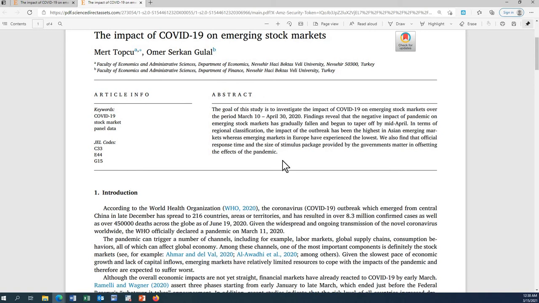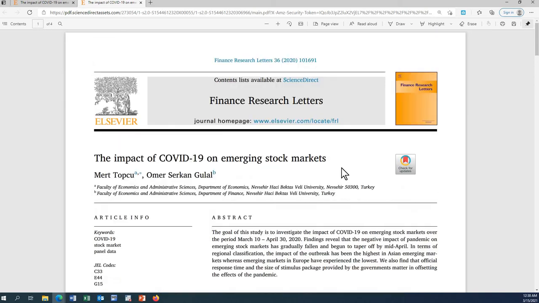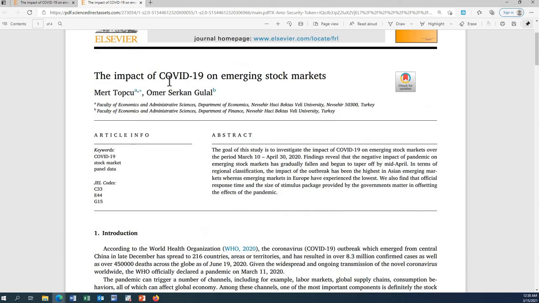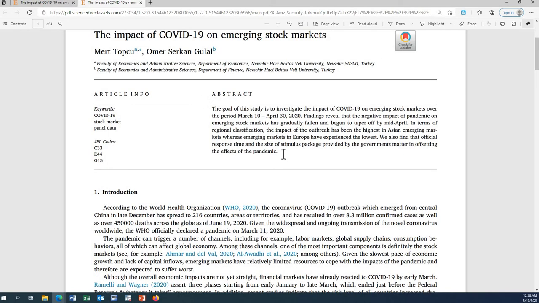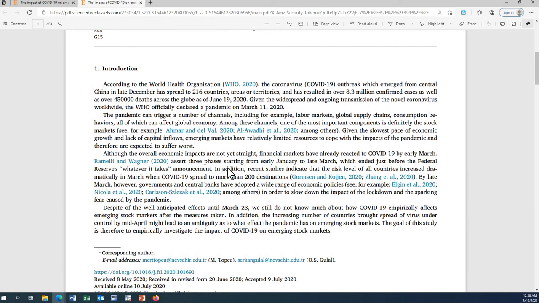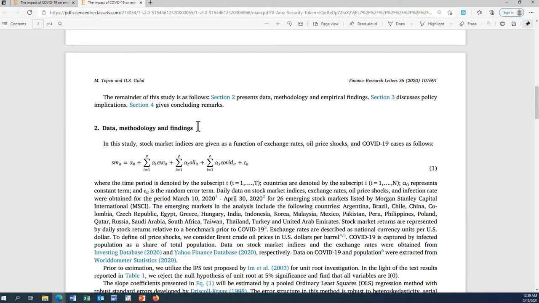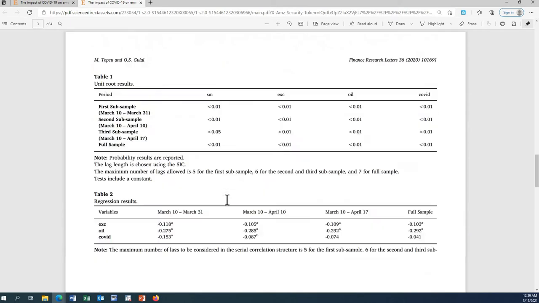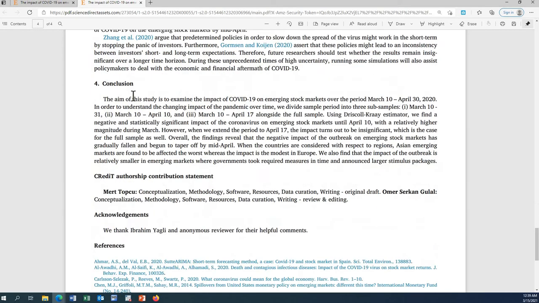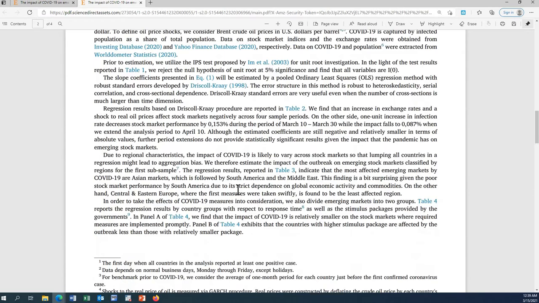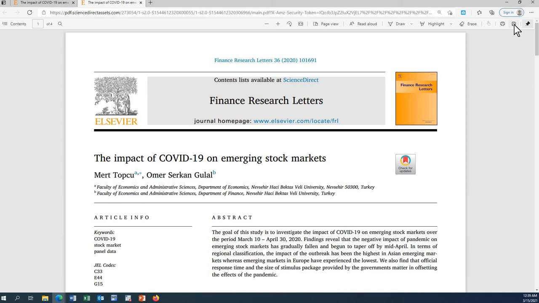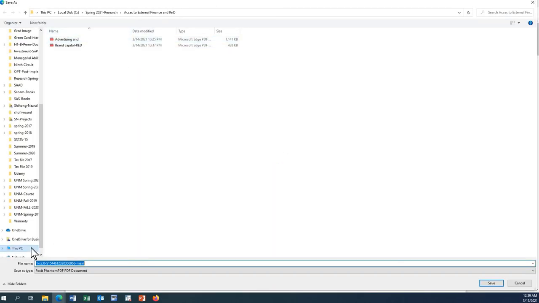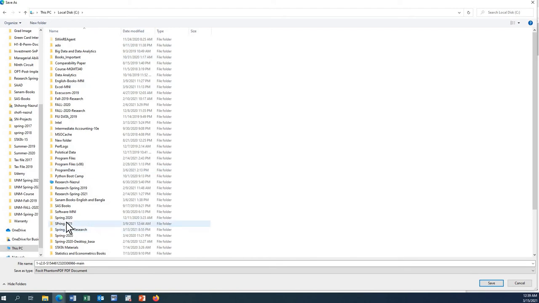So this one, we can download this paper and let's see how they have done it. I think this one is a good one. You can follow the structure of this paper. So the impact of COVID-19 on emerging stock markets. Okay, so this is the abstract, actually what they have found and what they have done, and this is the introduction. This will be very helpful, and the data, methodology and findings, and policy discussions, conclusion. This is a very short paper. So I am just saving this one so that I can share it with you.